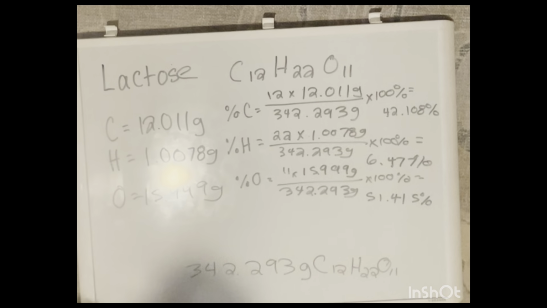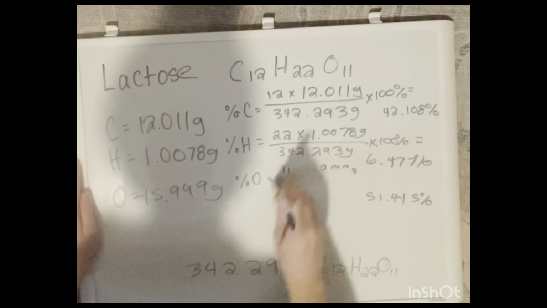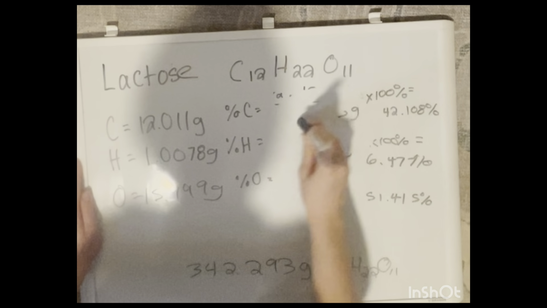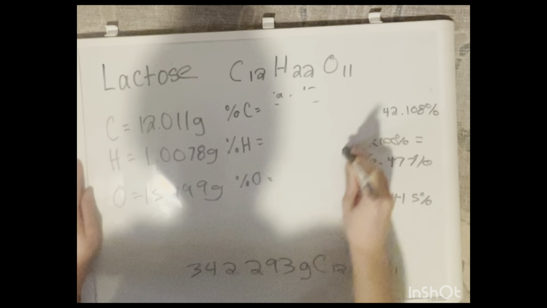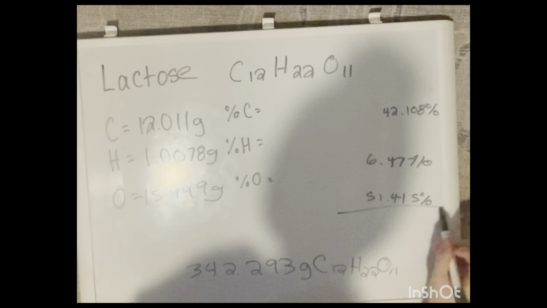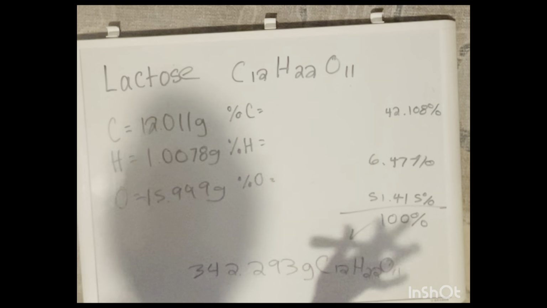That equals 51.415%. Okay, so from there, I'm going to get rid of the things we did, but make sure that I keep the percentages I just got for each element. I want to add them up and make sure that I get 100. So when I put them in my calculator, I did end up with 100%, which is exactly what we want, so I can check that off.